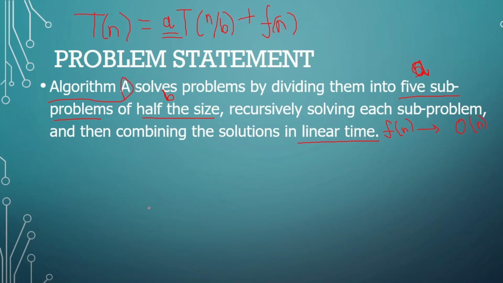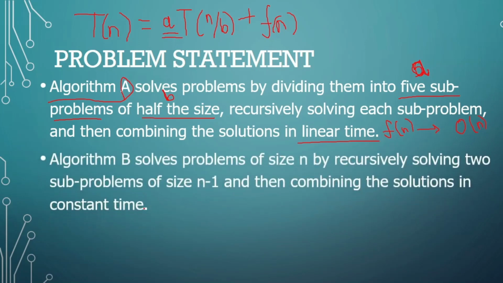Let's check out another problem. Algorithm B this time solves the problem by recursively solving 2 sub-problems. So 2 is a, and the problems are of size n minus 1. So we can have (n minus 1) over 1. So in this case, b would be 1. And then combining the solutions in constant time is big O of 1. So this is f(n).